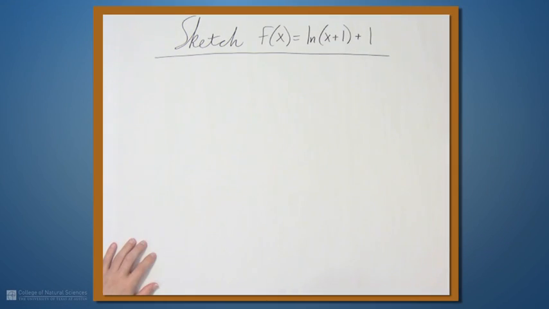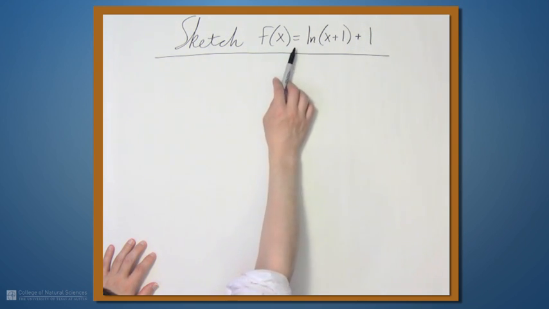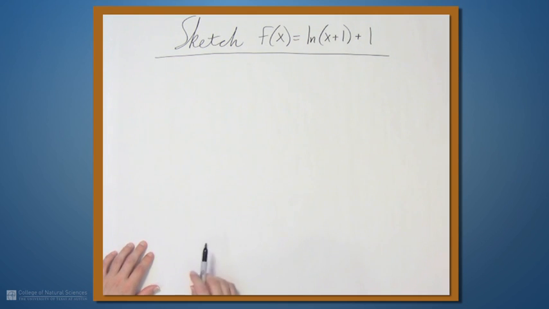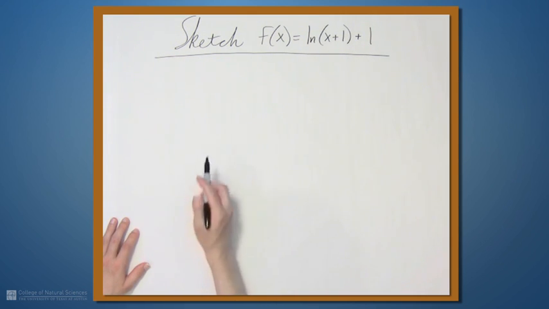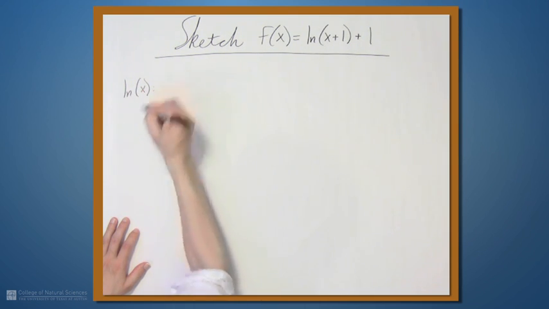So we're here at the example table, and in this video we're going to sketch the graph of f of x equals natural log of x plus 1 plus 1. If we're going to sketch something like this, it's usually a good idea to start with the graph of something simple. And here we want to start with the graph of the natural log of x.